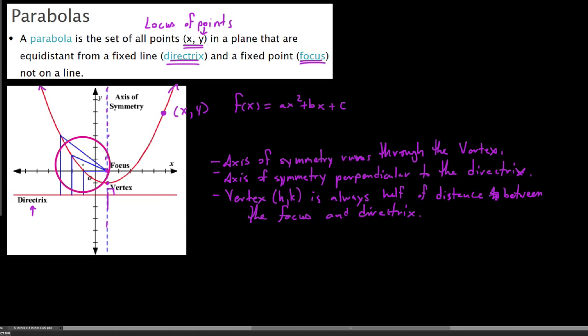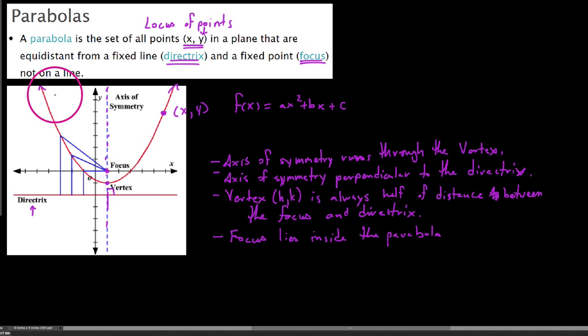But we can see that this is always going to be the case where the focus lies inside the parabola. So the key characteristics of all of our parabolas are going to be that they have a vertex, a focus, and a directrix.